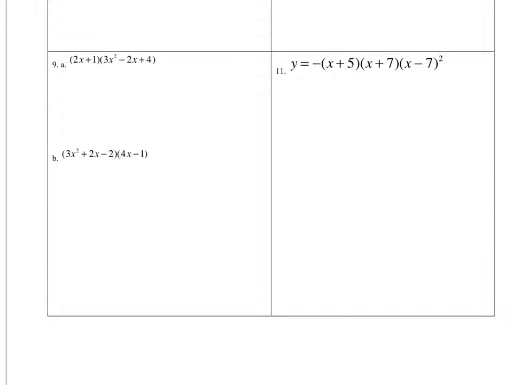We've got some multiplication to do. This means distribution. 2x times 3x squared is going to be 6x to the 3rd. 2x times minus 2x is minus 4x squared. 2x times 4 is plus 8x. Plus 1 times 3x squared is plus 3x squared. Plus 1 times minus 2x is minus 2x. And plus 1 times 4 is plus 4.